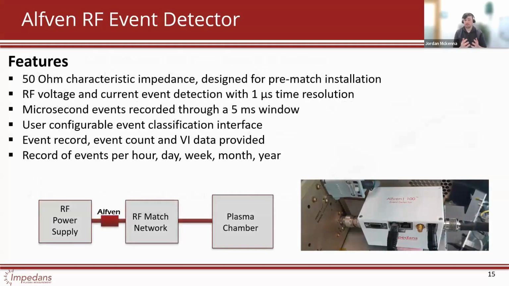So the features of the Alpha: it is suited for a pre-match configuration. What that means is it sits between your RF generator and the matchbox, or within the 50 ohm region. The advantage of this is there is a lot of opportunity to put a tool between the generator and the matchbox. Almost every tool will have a bit of cable here, and so having an Alpha situated here is absolutely no problem. The other advantage is once it's there, you don't have to move it, and you can record events every hour, day, week, month, year, whatever it may be. You can just leave it there and collect events non-stop.